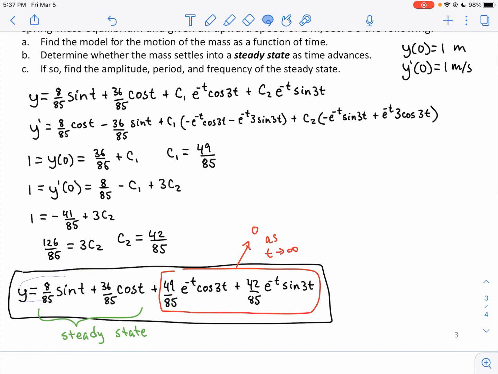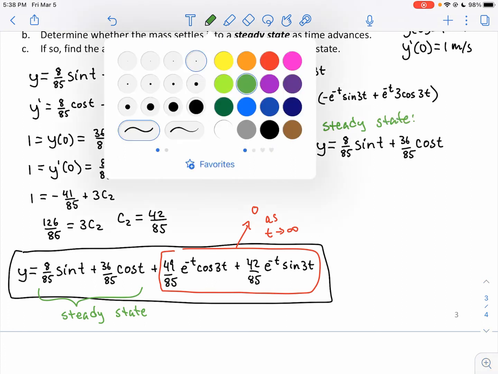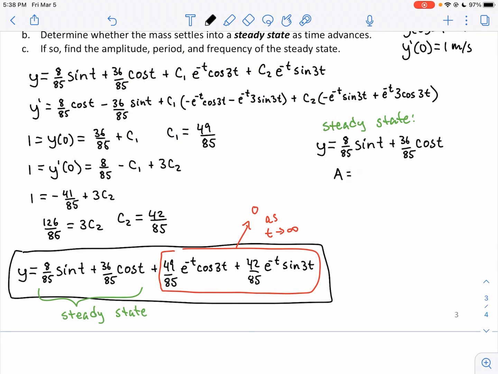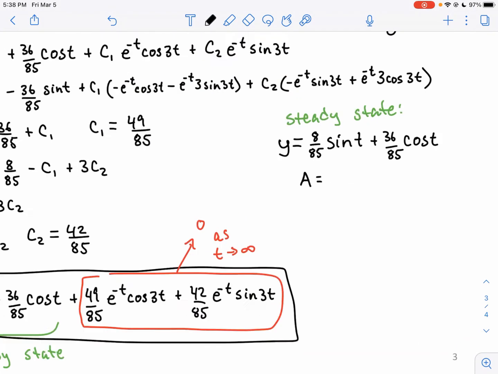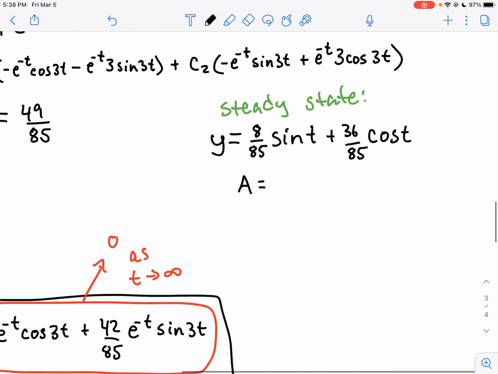Let me go ahead and just copy that portion. Paste it over here. This is our steady state. And to find the amplitude of this steady state, we do the Pythagorean theorem on the coefficients of the sine and cosine functions. Now notice these have the same argument. So it is possible to write this instead as just a single trig function, and we're finding the amplitude of that single trig function by doing the Pythagorean theorem on the coefficients of the sine and cosine. This was discussed in the last unit on topic 17.